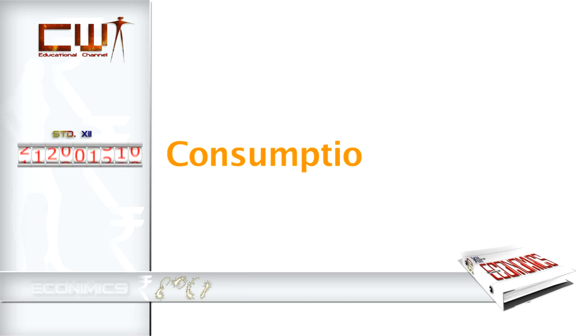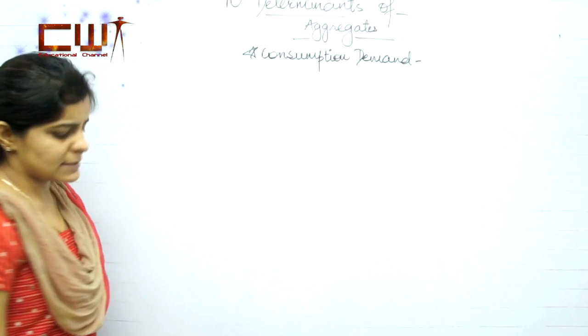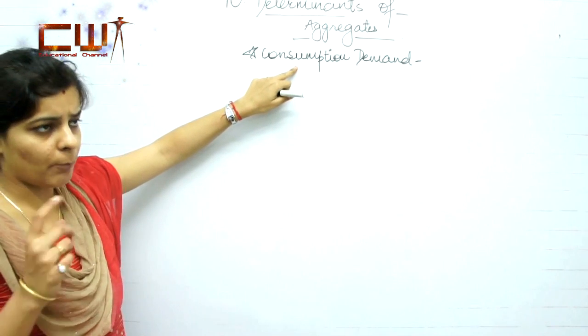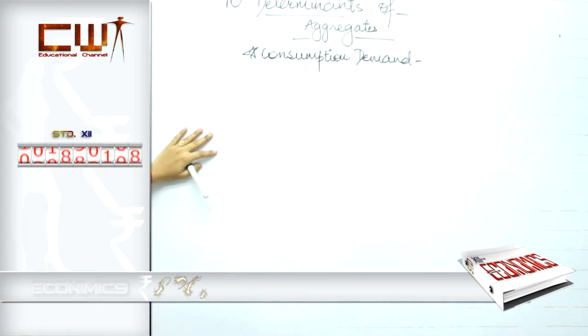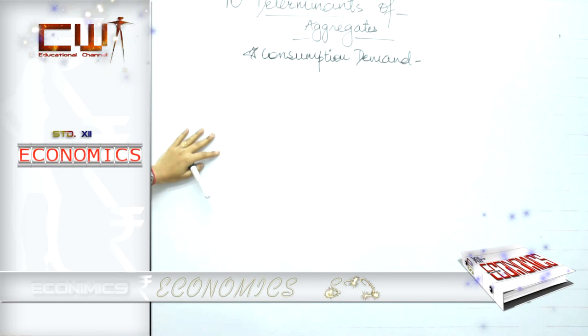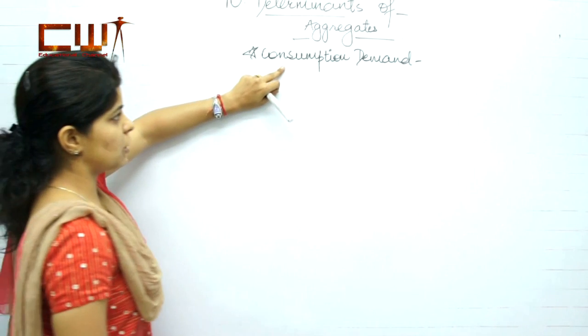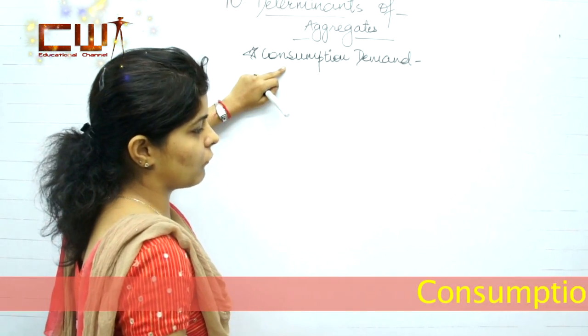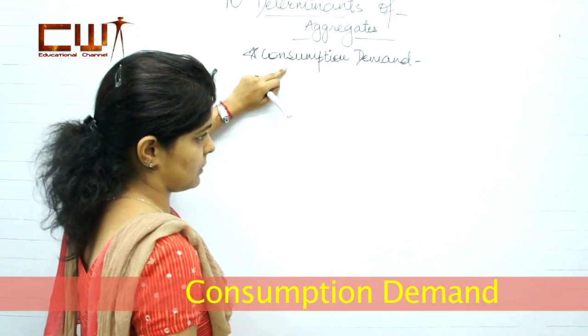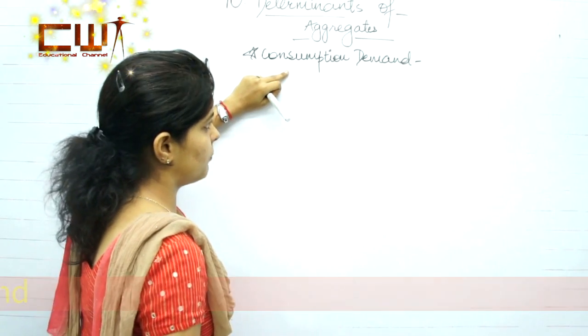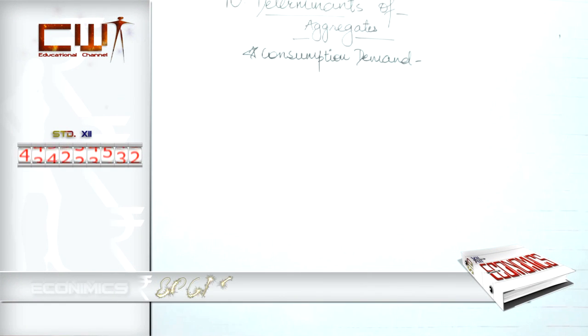We have consumption demand first of all, right? Consumption demand is a part of aggregate demand. Consumption demand is one of the components or determinants of aggregate demand. It refers to the consumption expenditure incurred by the consumers in the economy, that is, the total demand for goods and services by the consumers at a given point of time and at a given price level. That is known as the consumption demand.